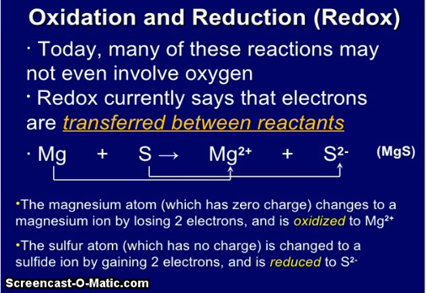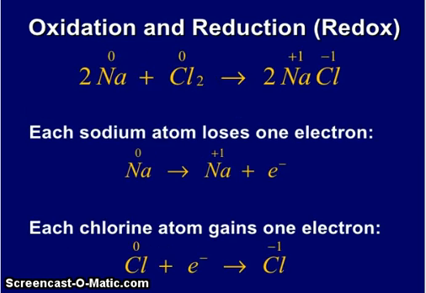The magnesium atom, which has 0 charge, changes to a magnesium ion by losing 2 electrons and is oxidized to Mg2+. The sulfur atom, which has no charge, changes to a sulfide ion by gaining 2 electrons and is reduced to S2-.